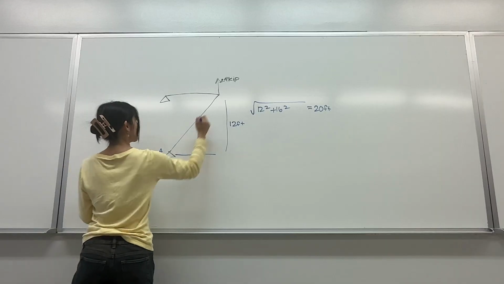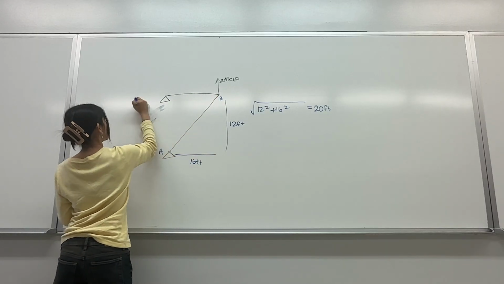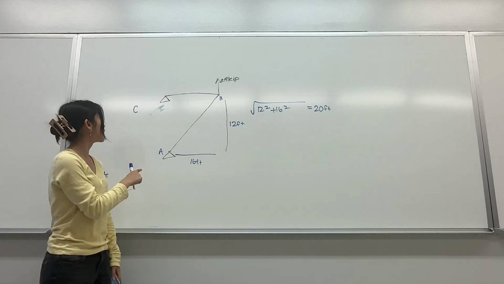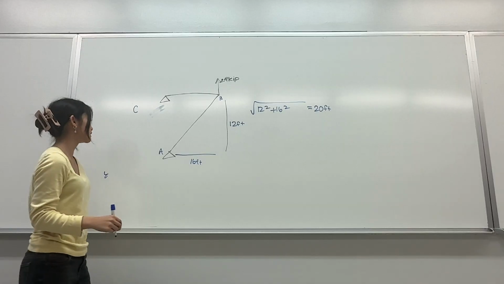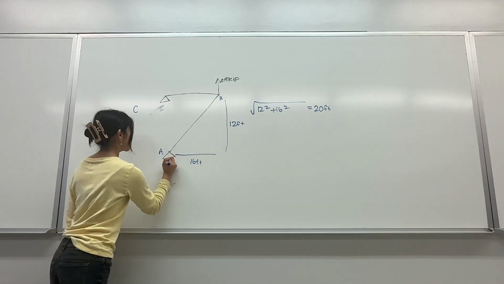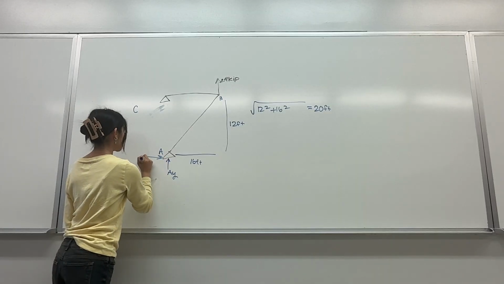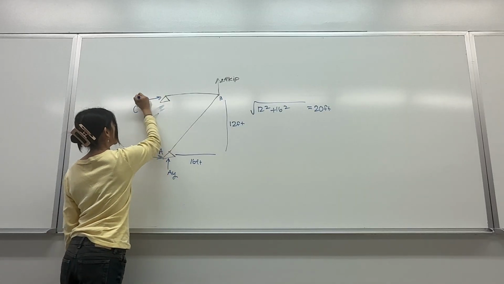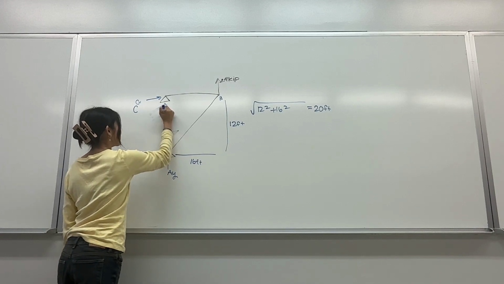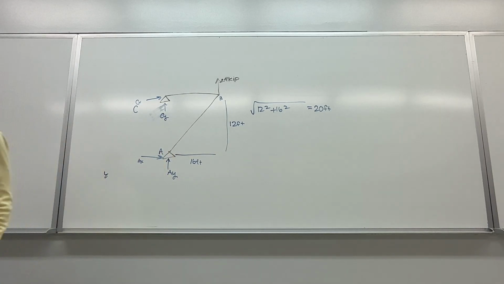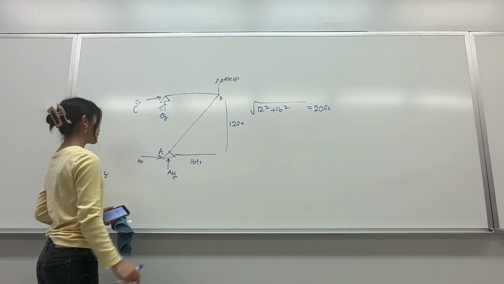Here we have A, B, and C, and then we have to draw the forces in our free body diagram. So we can do AY here, AX here, CX, and then AY, CY. And so here's our main free body diagram.